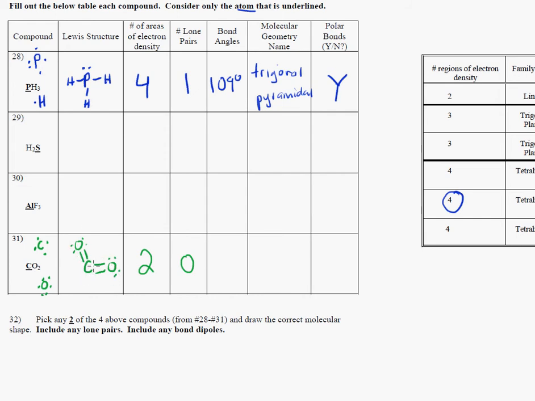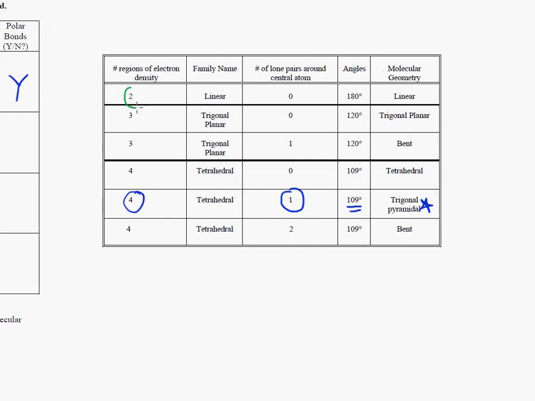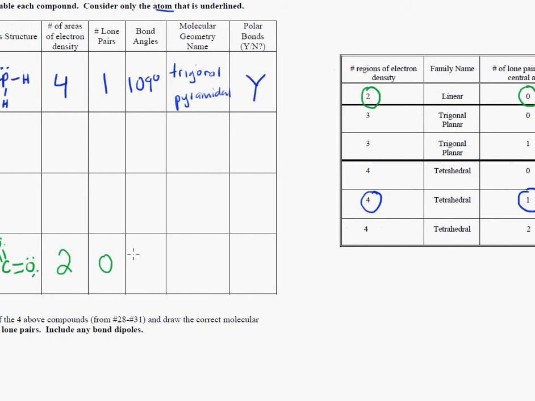There's nothing there. So again, I can go back to my little chart here. Here's two areas of electron density, so that means it's in the linear family. Your only option is that there are no lone pairs. So that must mean that I have bond angles of about 180, and this is a linear geometry. So I go back over here. Bond angles must be 180 degrees, and it's linear.